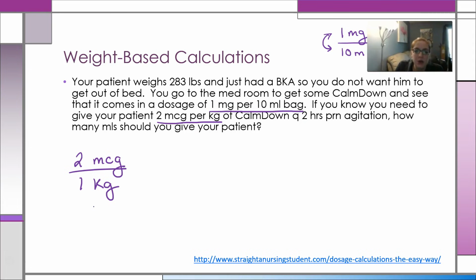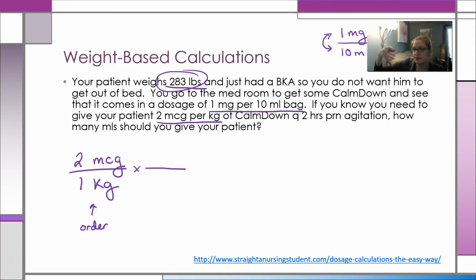Okay, so here is our wonderful order. This is what I need to give my patient: 2 micrograms per 1 kilogram. I'm going to go ahead and write my weight second. But there is a problem. The problem is that the units do not match. Kilograms and pounds do not match. So I need to go ahead and convert kilograms to pounds.